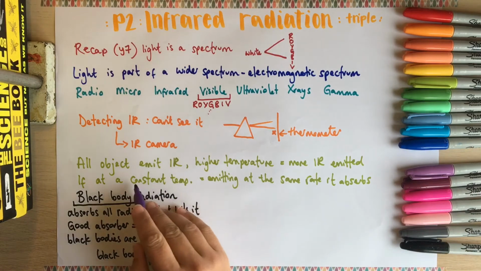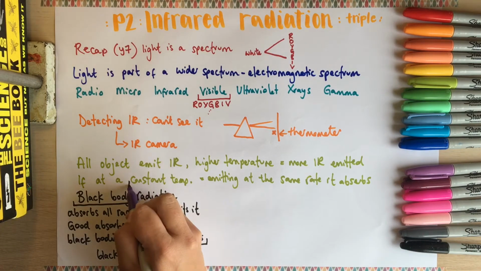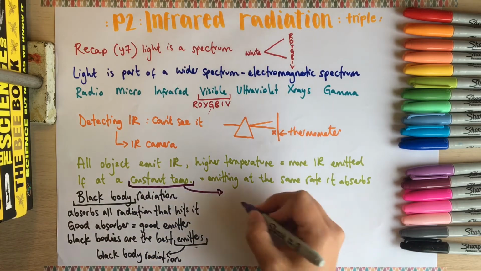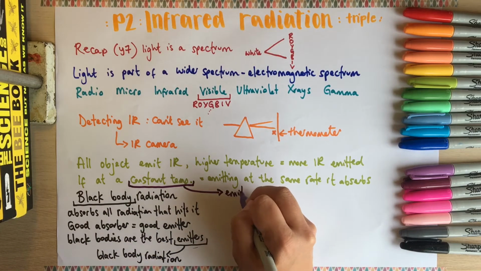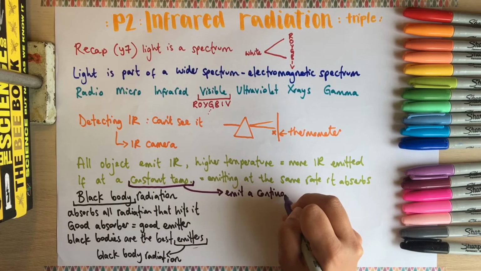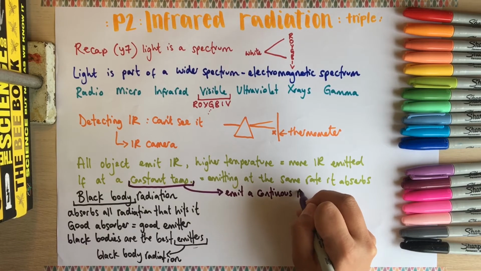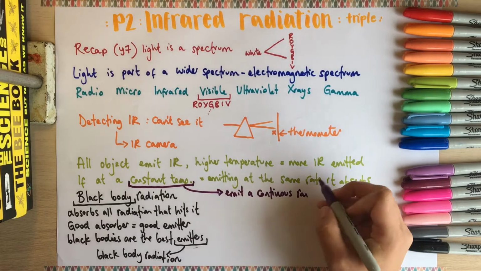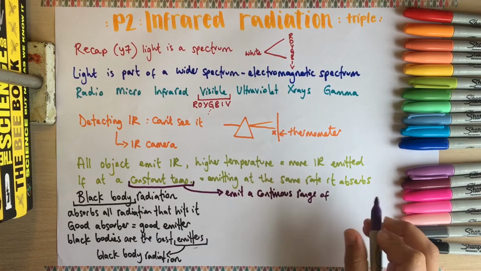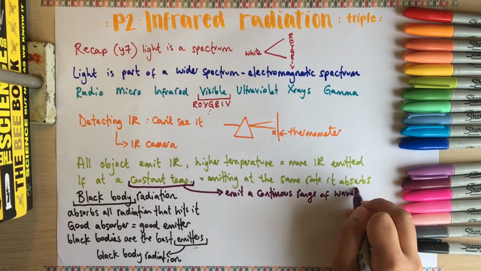And then the last bit that we're just going to cover, if something is a constant temperature, so let's just take this over here, then it will emit a continuous range of wavelengths.